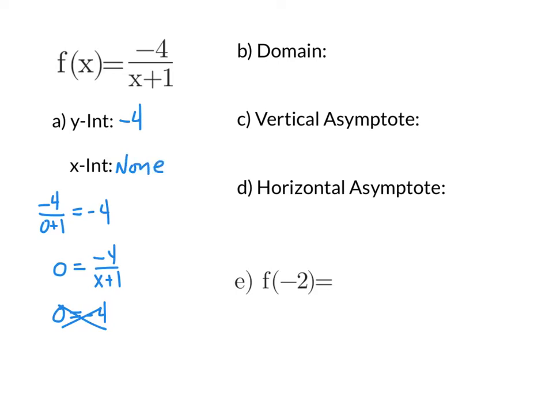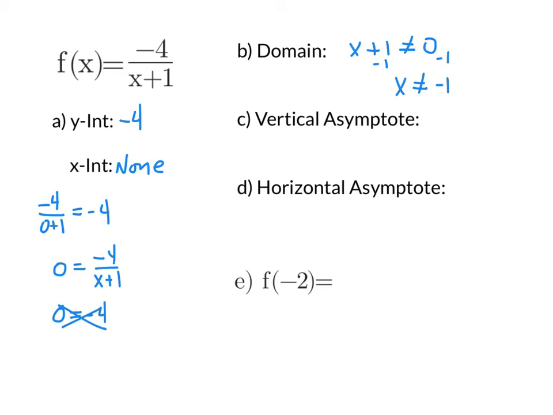In part B, we want to find the domain of the function, and the domain is going to be all real numbers except those values of x that will make the entire denominator equal to 0. So we want x plus 1 to not equal 0. We just treat this like an equation, solve it like normal, subtract 1 from both sides, and we find out that x cannot equal -1. Because if we were to plug it into the denominator, we would end up taking -4 divided by 0.